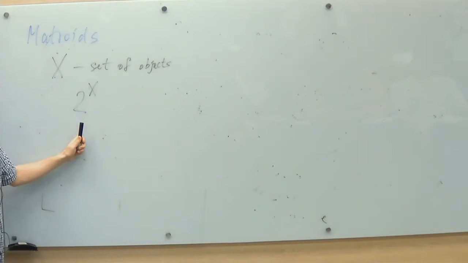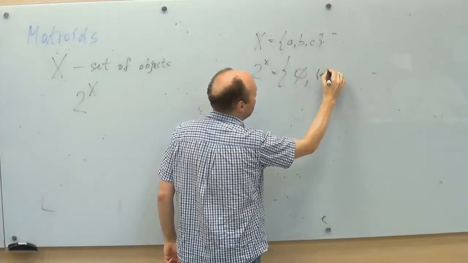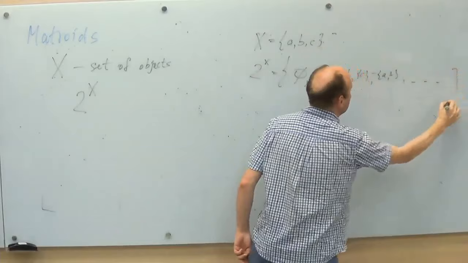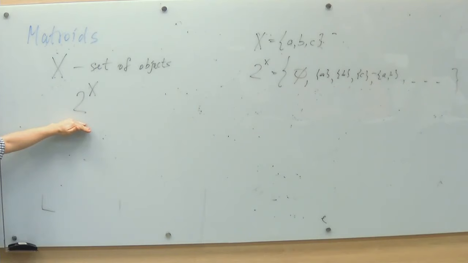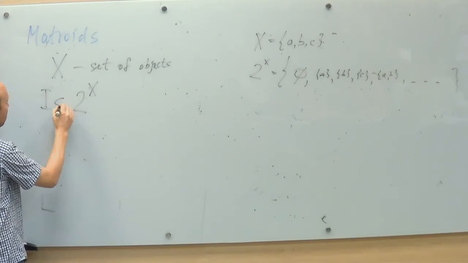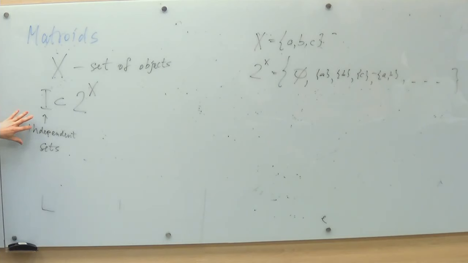So, let's take a power set of X. That is a collection of all sets of objects. So for example, if X is A, B, C, the power set of X consists of an empty set, A, B, C, A and B, and so on. So the collection of all sets. Some of these sets we call good or special, or officially in matroid theory, the term independent is used. So we say that there are some sets that are independent. And other sets are bad, not special, or dependent.